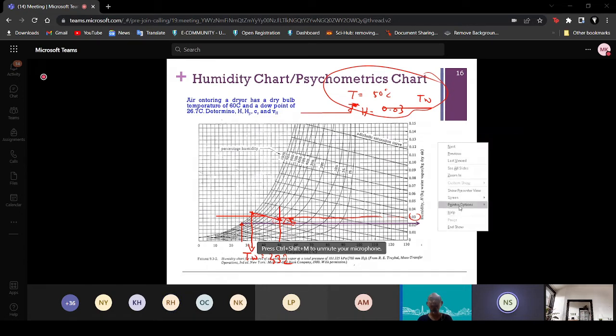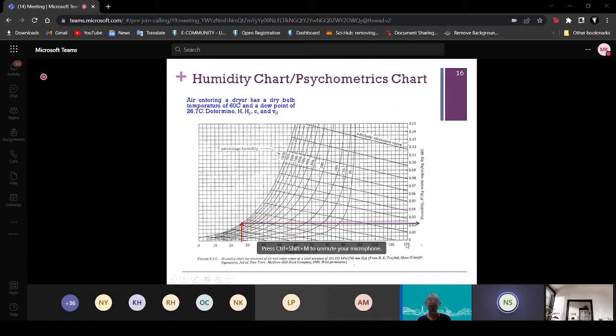Okay, let's try another one. This one you try, not me. Let's say you have a dryer, the inlet temperature T is 80 degrees Celsius, right? And your humidity of the inlet is around, let's say, 0.04. Okay, find the T wet bulb. What is the value? Okay, try. Take 2 minutes to find it.